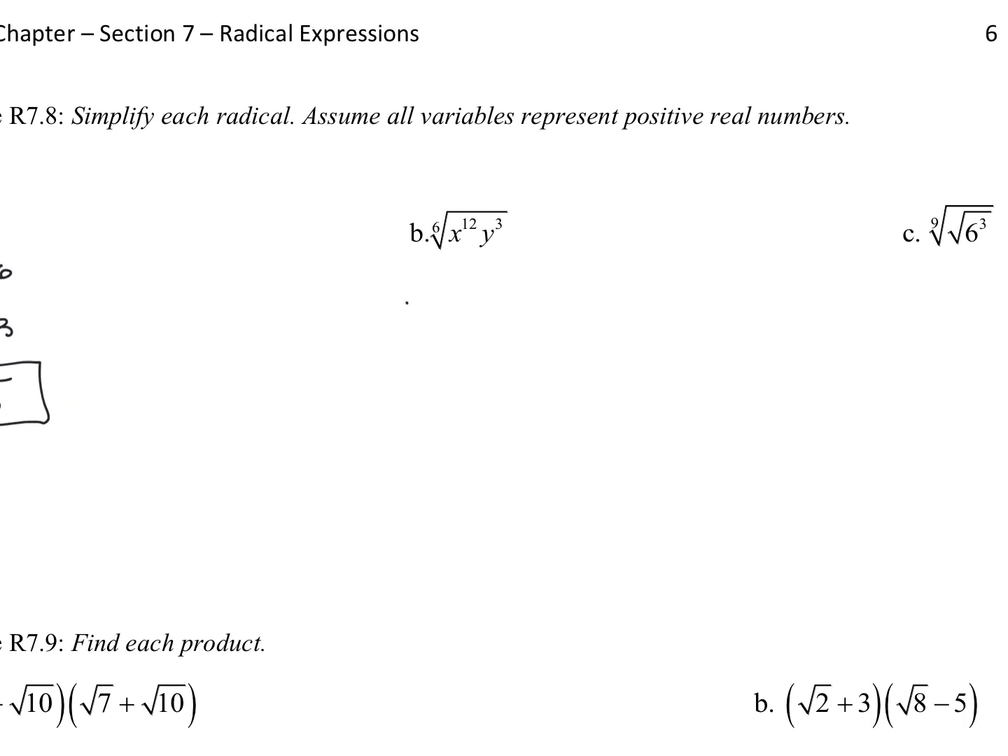Same idea with letter B. X to the 12 power over sixth root, y to the third power over sixth root. 12 over 6 is a 2. 3 over 6 is a half. So this is x squared, and then the square root of y.